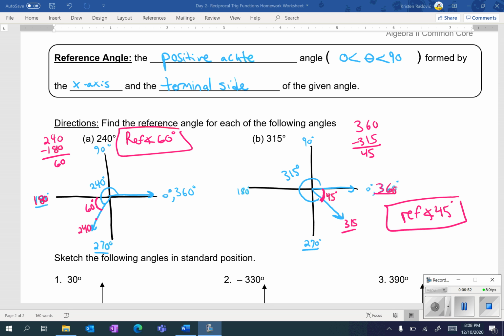So keep in mind with reference angles, you always want to compare it to the x-axis. We never compare them to the y-axis. And it's always to the closer side. Also, if you have negative 60 degrees, the reference angle is positive 60 degrees. If you have an angle that is 70 degrees, it is its own reference angle.